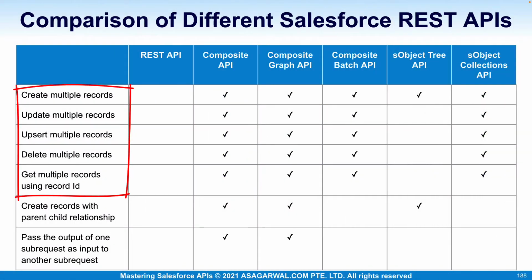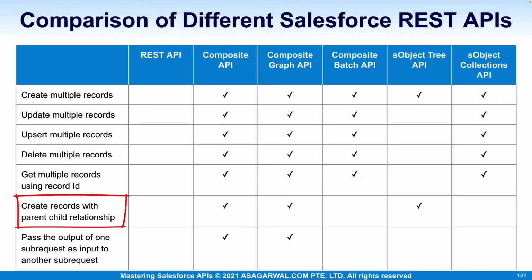If you want to work with multiple records, then using simple REST API is not an option at all, as it is not a composite resource and you can just perform one action on one record. If you want to create or insert multiple records, then except for REST API, you can use any other API. For update, upsert, delete or to get field values based on record IDs, your options are all the other APIs except for REST API and sObject tree API.